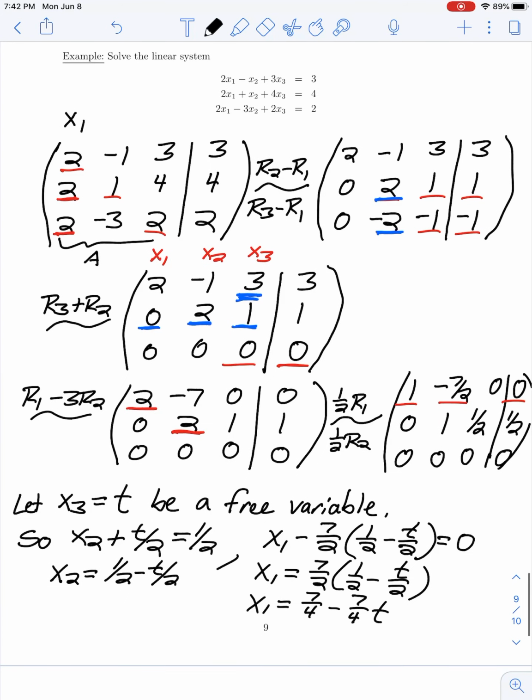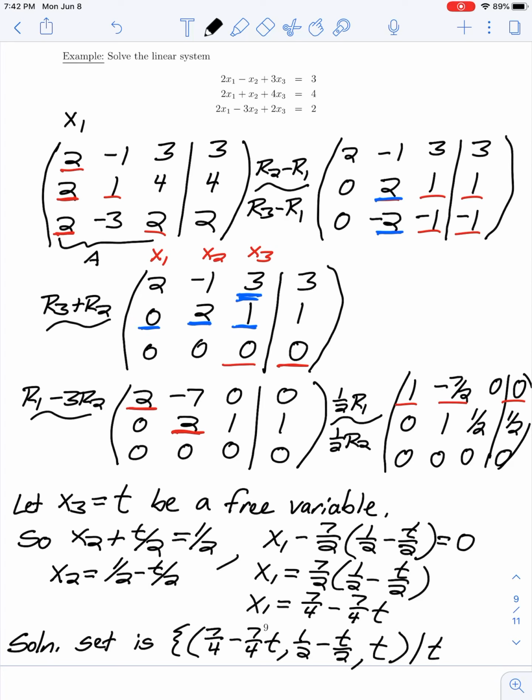So here we have infinitely many solutions, and we would say that the solution set, that is the set of all possible solutions, would be the set of all points where x1 is 7/4 minus 7/4 t, x2 is equal to 1/2 minus t over 2, and x3 is equal to t, such that t was free to be any real number. So this would be our solution set.